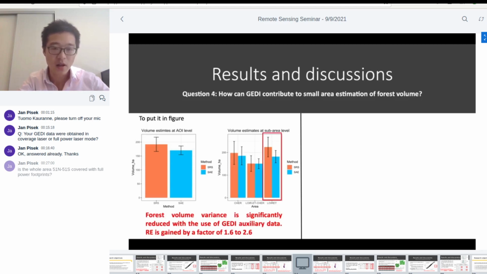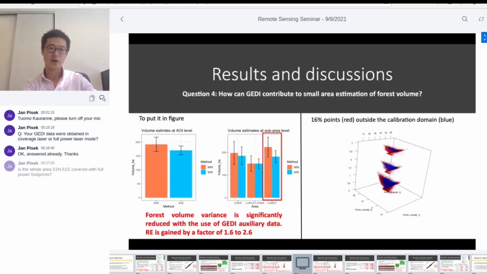So, and then we further calibrated the model and looked at how much the model can work. And then we found out about 16% of the predicted values are actually outside the calibration domain of the model, which means the model was actually extrapolating if the values are outside the domain, of course. And we found out that a bigger proportion of the points actually come from this department with estimation issues.